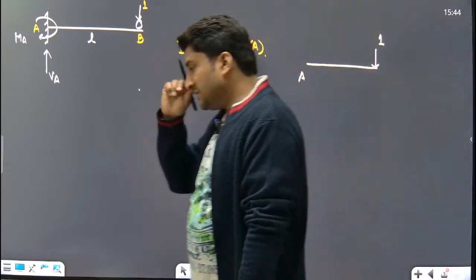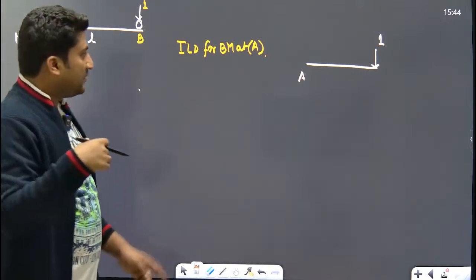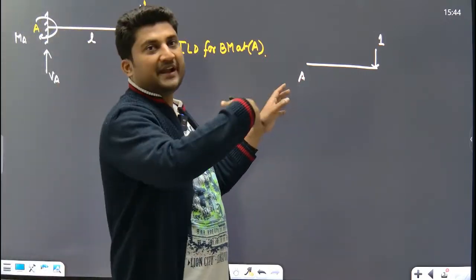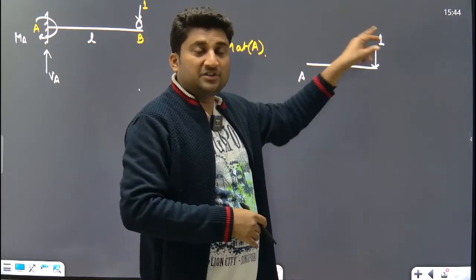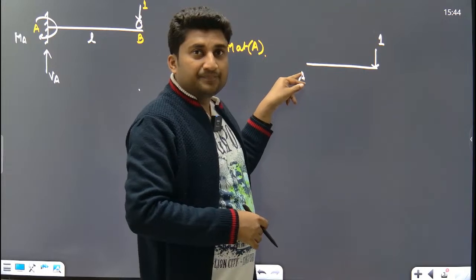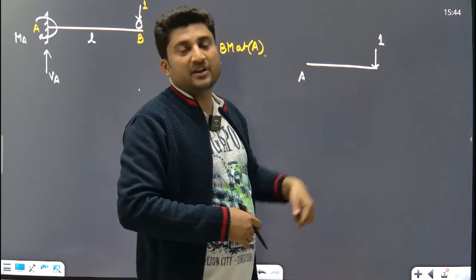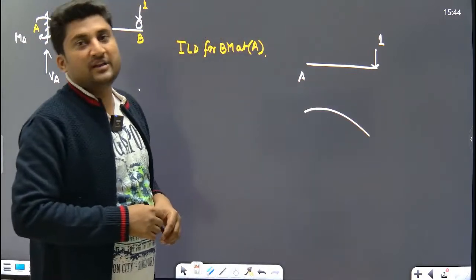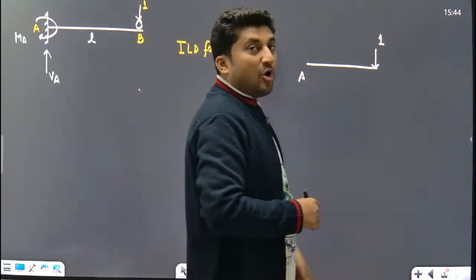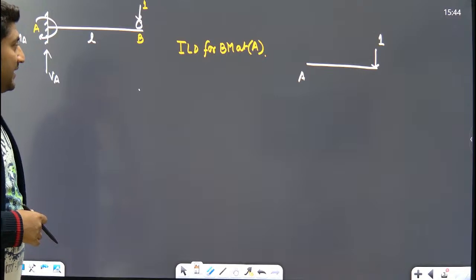Bending moment at A means sum of all the moment either from the left or from the right. When you are standing at A, look toward the right hand side. What will be the bending moment due to this one load? 1 into L. And because of this force, this will be sagging or hogging? This will be hogging bending moment. Yes or no? So minus 1 into L.